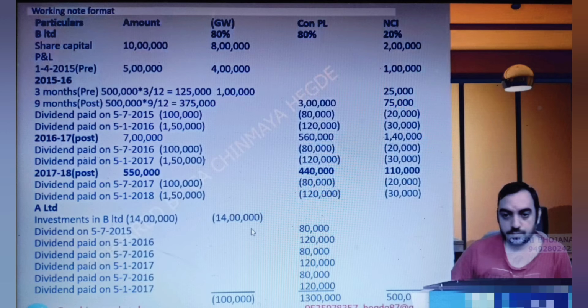Okay, I think we'll just do it in our regular working note format now. To prepare the working note format: particulars, amount, goodwill, CONPL, NCI. Whatever amount we computed, if you have not taken it out, don't worry. We will write in this format anyway. Goodwill 80%, CONPL 20%, NCI 20%.